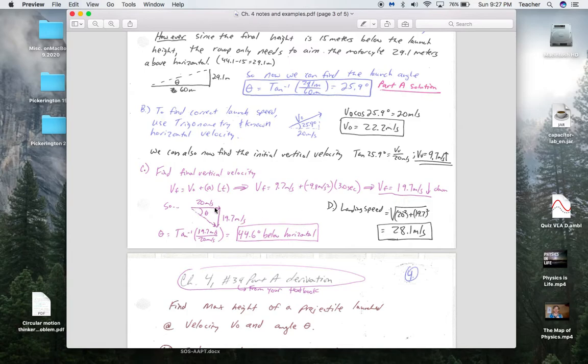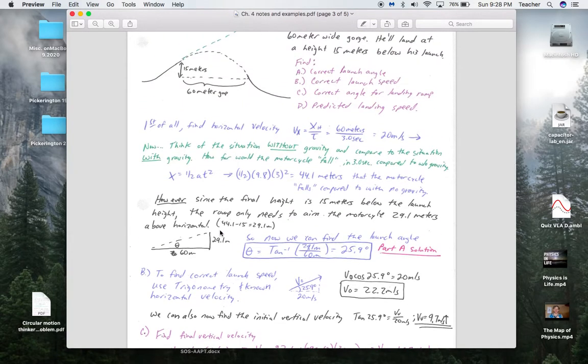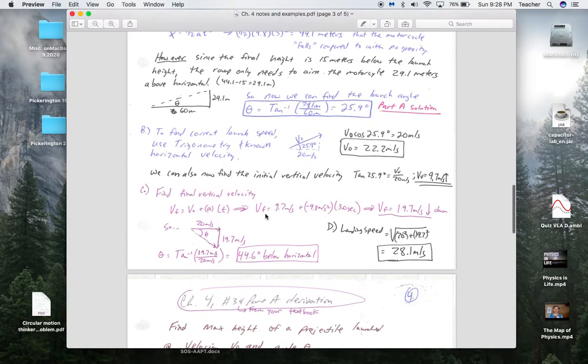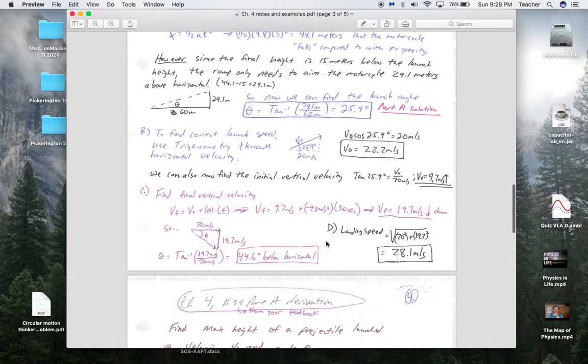So, if my horizontal velocity is constant at 20, my final vertical velocity is 19.7, and this lets me know that I'm going to end up with a final speed of around 28 meters per second and around 45 degrees below horizontal, since these are about the same. And then the last part is, essentially this angle here was actually part C, and D was the landing speed, sorry.